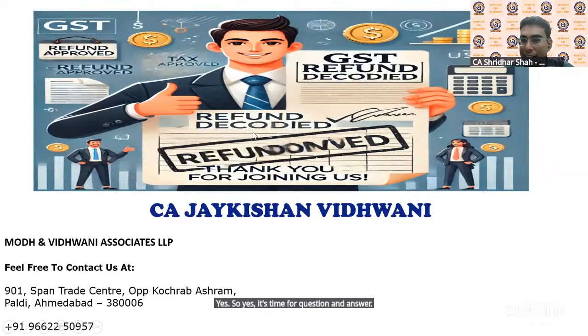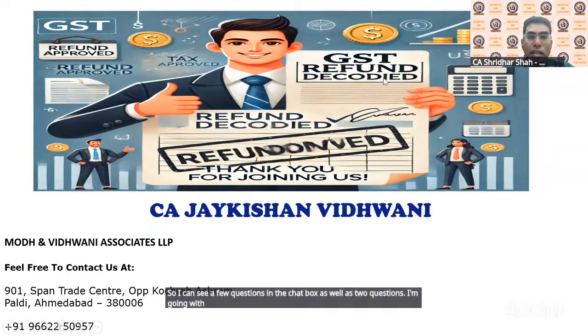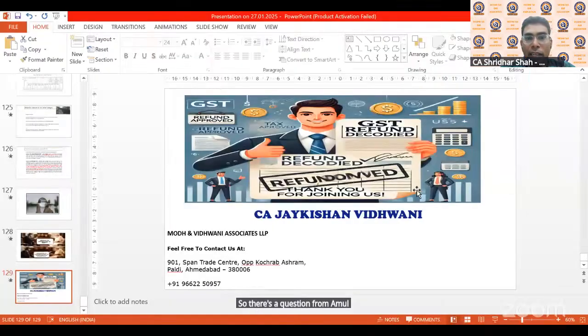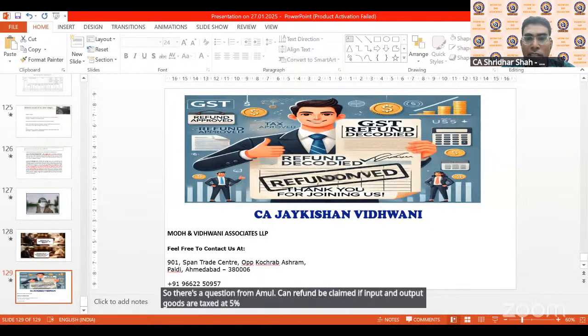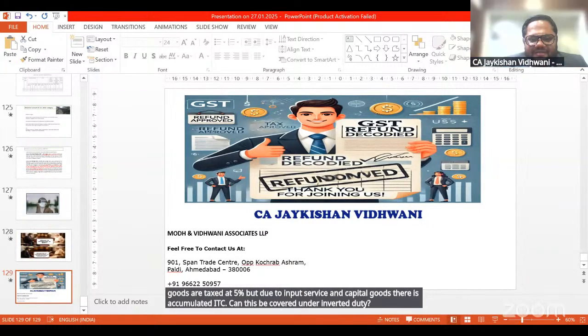I can see a few questions in the chat box as well as the Q&A. I'm going with the Q&A box first. So there's a question from Amul. Can refund be claimed if input and output goods are taxed at 5%, but due to input services and capital goods, there is accumulated ITC? Can this be covered under inverted duty?